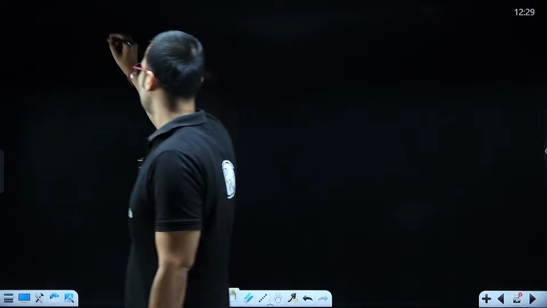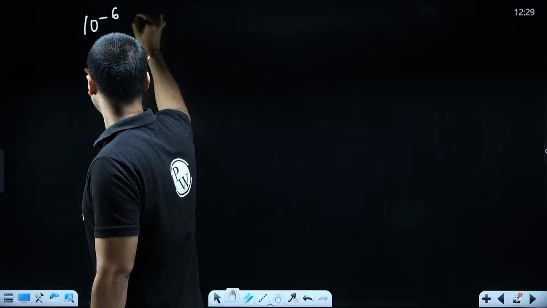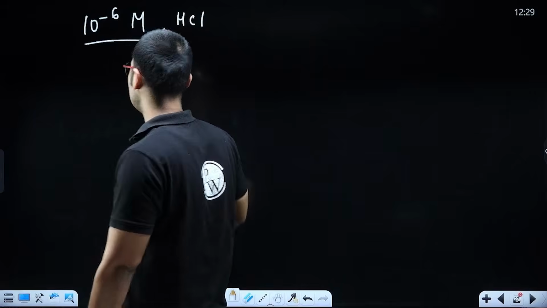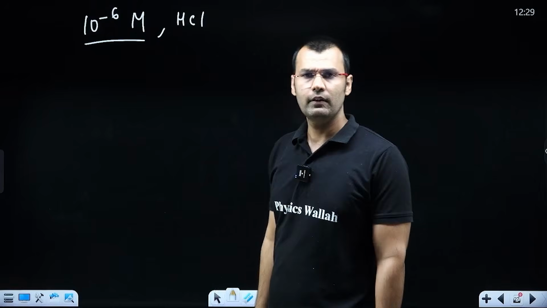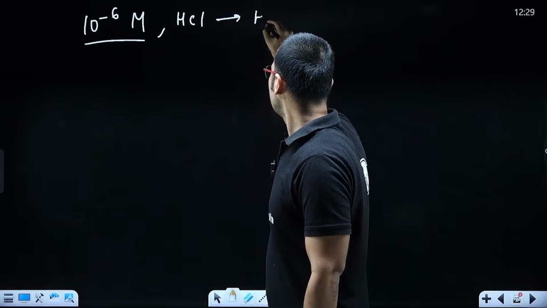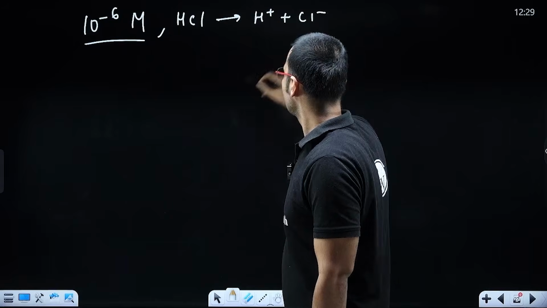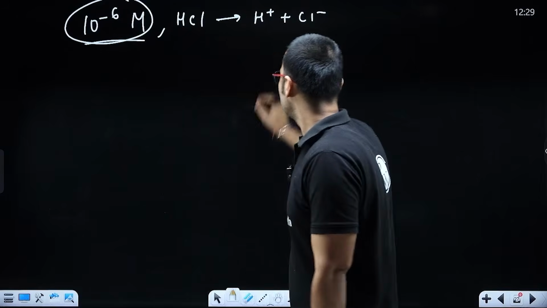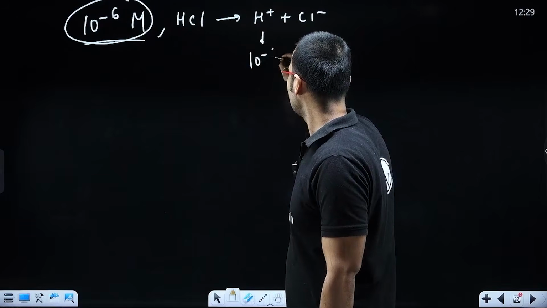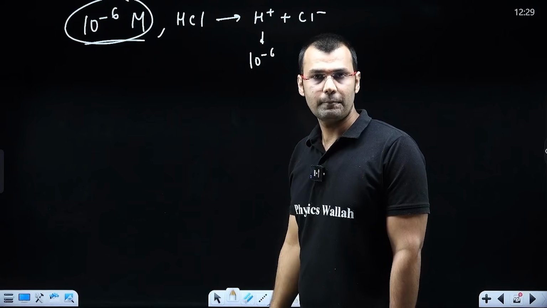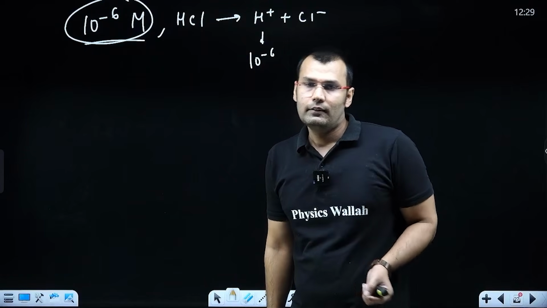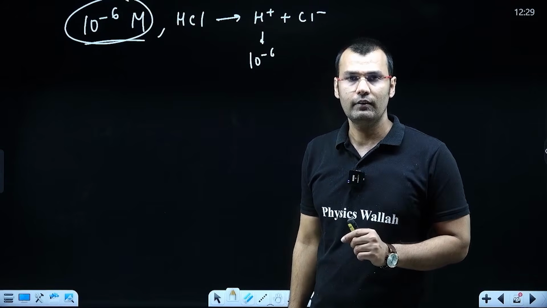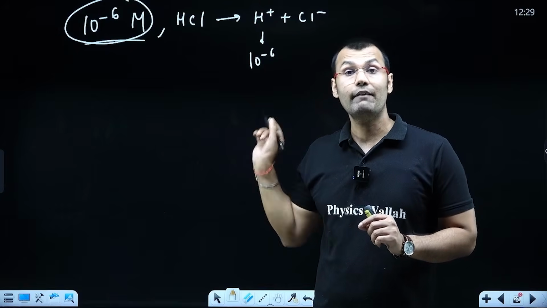Let's say that I have a solution of 10 to the power minus 6 molar HCl. Here you can notice that 10 to the power minus 6 is smaller than 10 to the power minus 5. So HCl will ionize into H plus and Cl minus. From 10 to the power minus 6 molar HCl, the amount of H plus I will get will be 10 to the power minus 6 molar. But the point is, in water, we have 10 to the power minus 7 concentration of H plus ion. So that concentration we will have to add here.